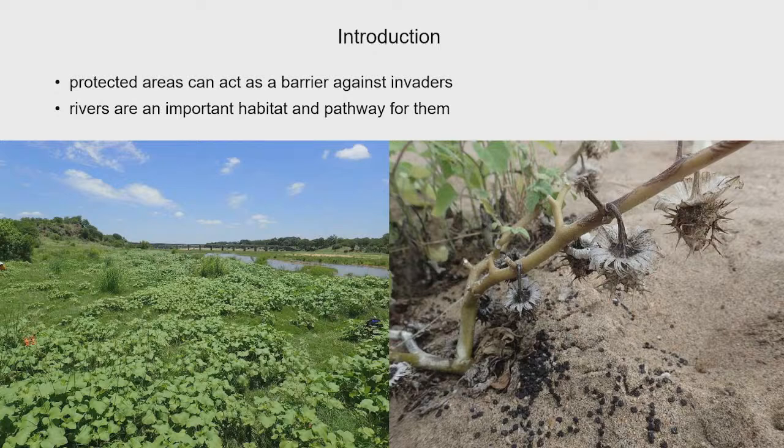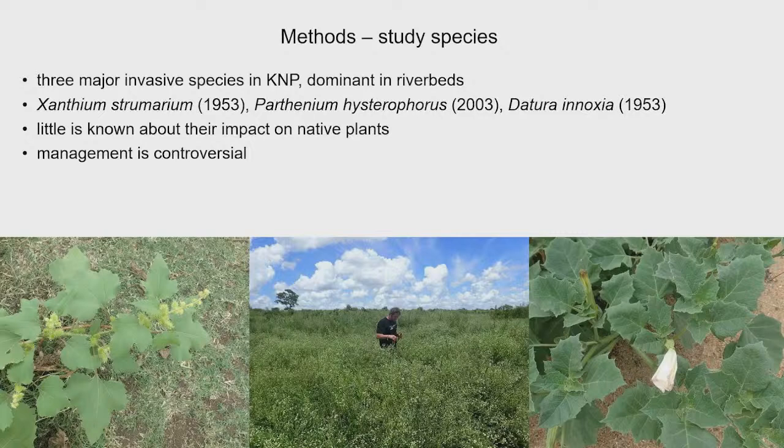We here are in Kruger National Park, and these protected areas act as barriers against invasion, and invasive species, or non-native species if you want to, can get into the park by many ways. One of them is along the rivers. That also can work as a habitat for them, because it's easy for invaders, for non-native species to establish in riparian habitats.